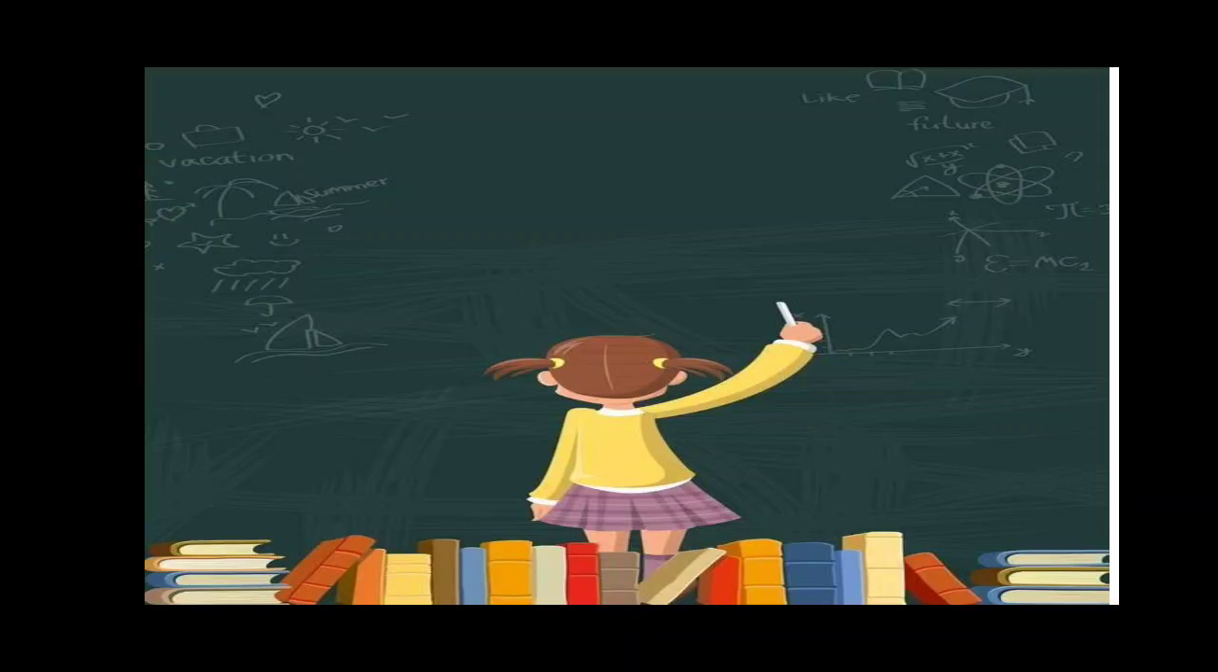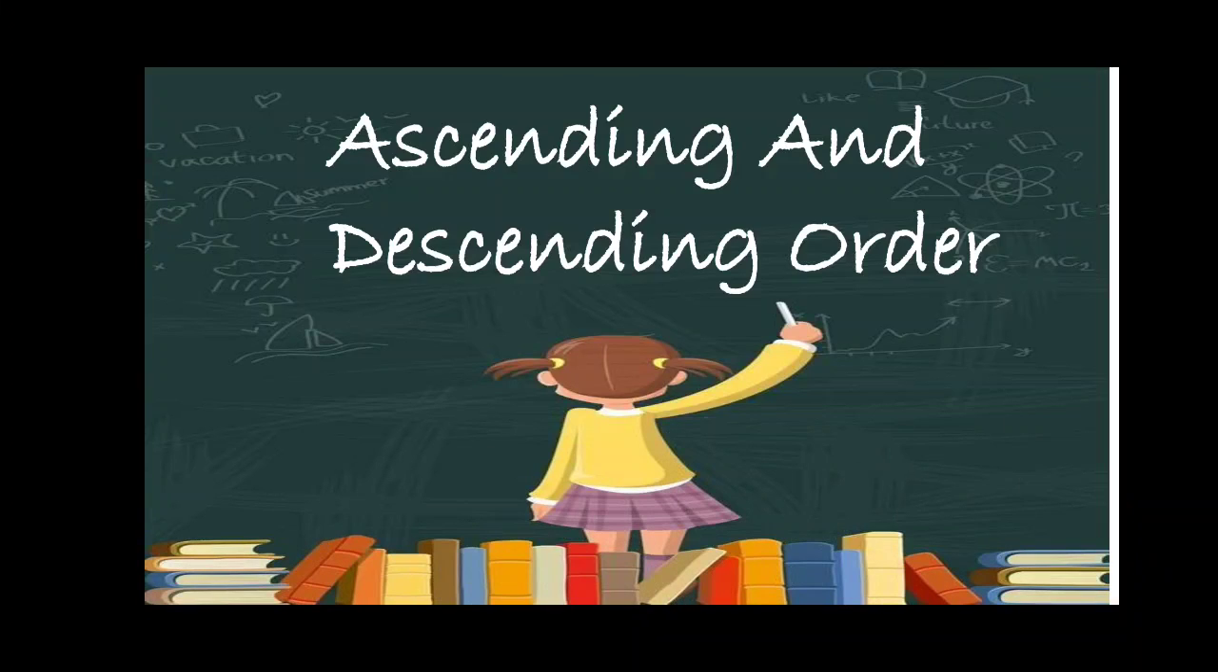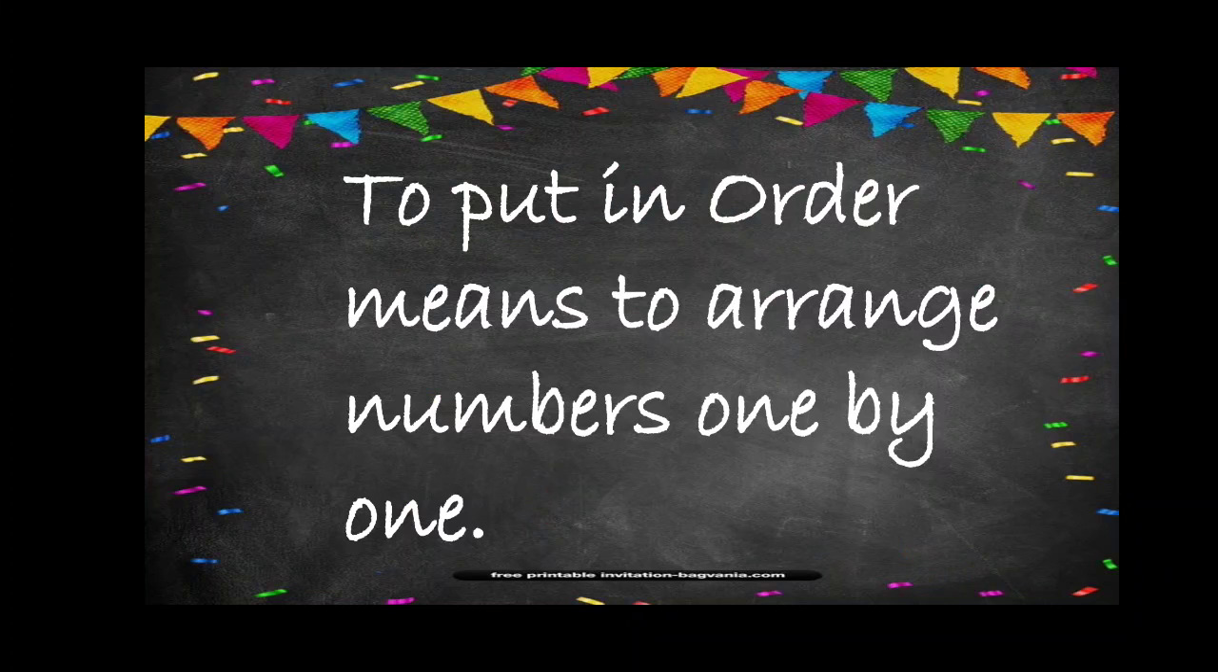So children, do you know what we are going to learn in math today? We are going to learn ascending and descending order. Now children, when we talk about order, it means to put in order, to arrange numbers one by one. I repeat, to put in order means to arrange numbers one by one.